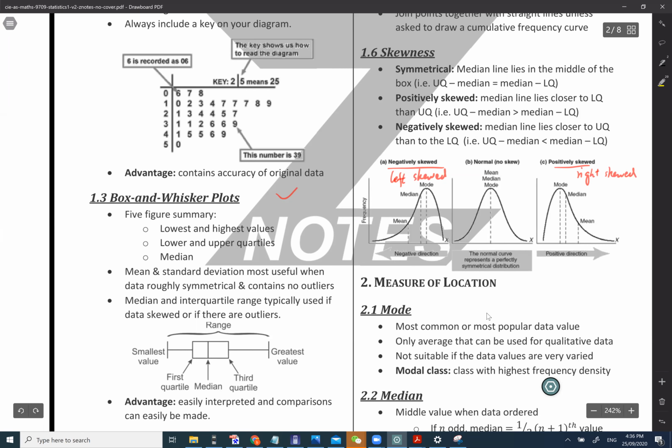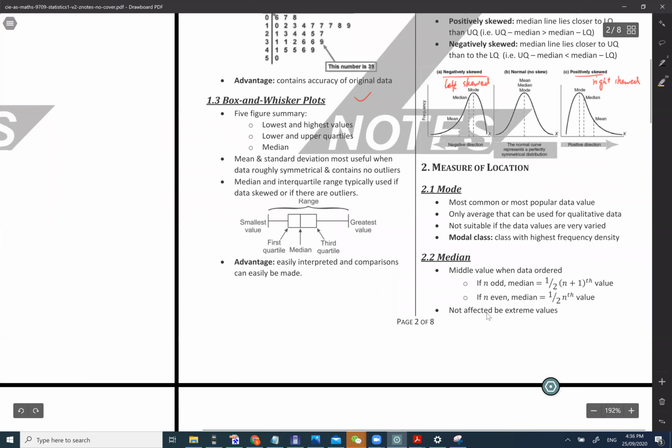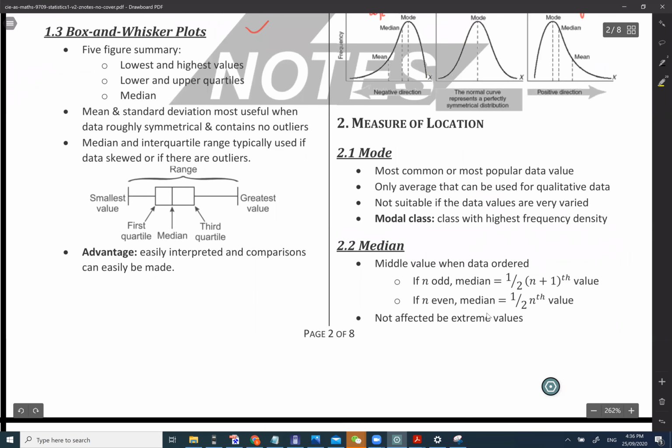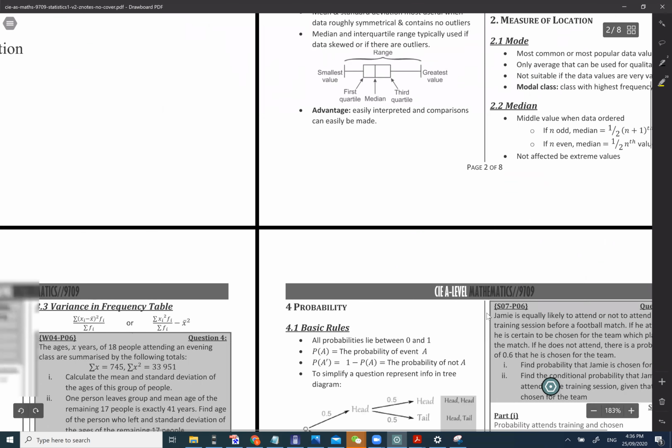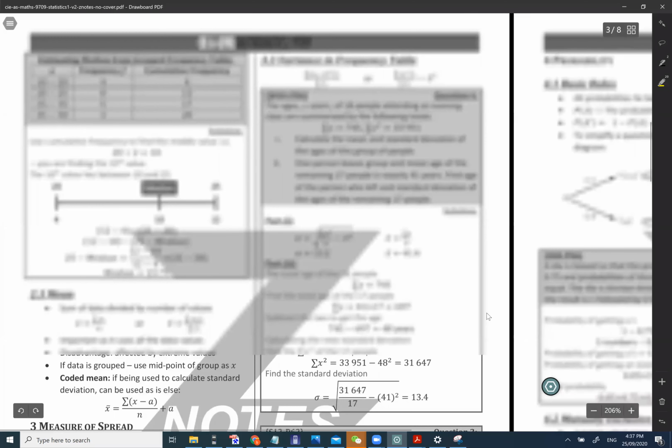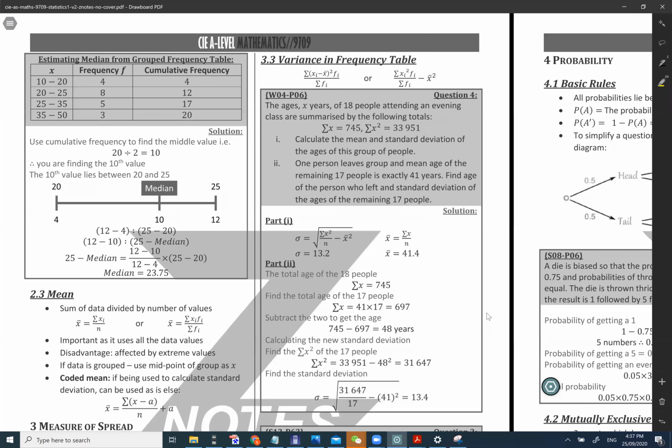Okay. Mode, median, mean. That's all okay. And the variance. It's okay.